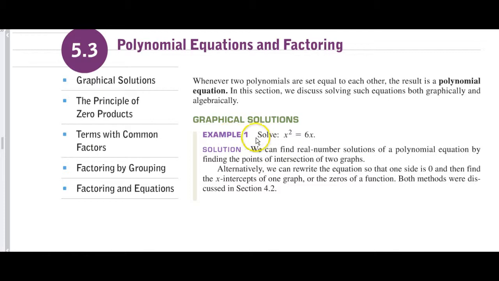Now in example 1, they're asking us to solve this particular equation. But notice it's a quadratic equation, that is to the second degree. And we haven't done any of those yet. But as we mentioned in chapter 4, we did some finding the zeros, which relates to this topic here. So let's go on.